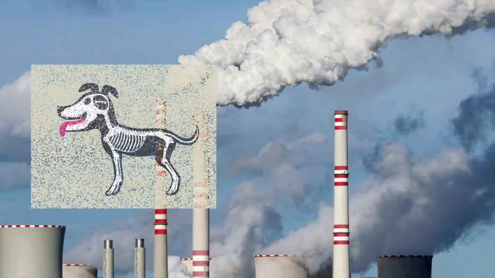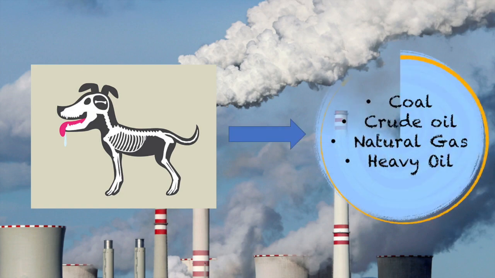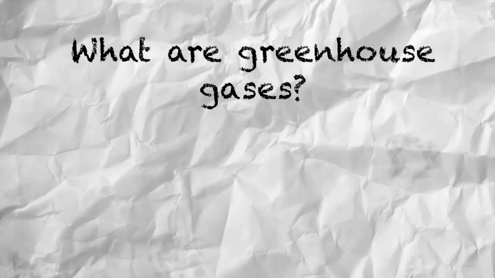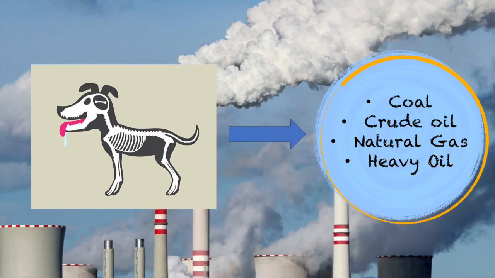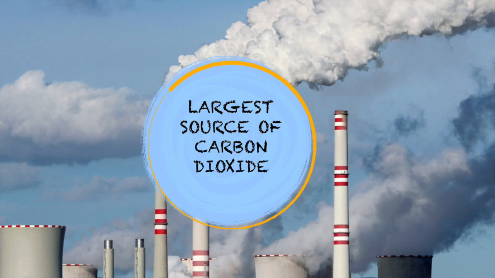Next, we have burning fossil fuels. Fossil fuels are buried flammable remains of organic matter that are converted to coal, crude oil, natural gas, or heavy oils due to being open to extreme heating and pressure in the Earth's crust over many millions of years. We burn fossil fuels like coal and gas to create electricity or power our vehicles and release carbon dioxide into the atmosphere in the process. This contributes a lot to greenhouse gases. Burning fossil fuels is the largest source of carbon dioxide on Earth.